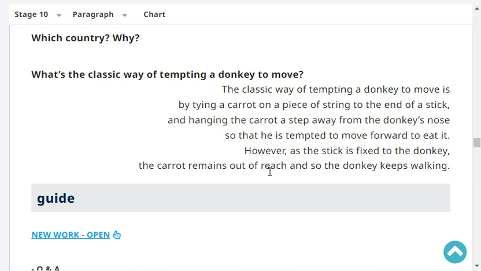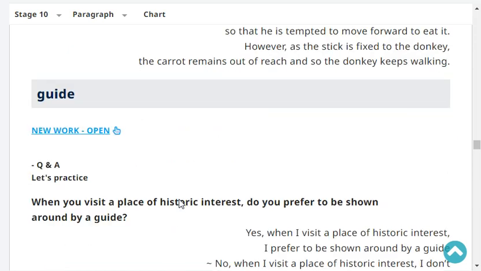However, as the stick is fixed to the donkey, the carrot remains out of reach, and so the donkey keeps walking. Very good. That was long.